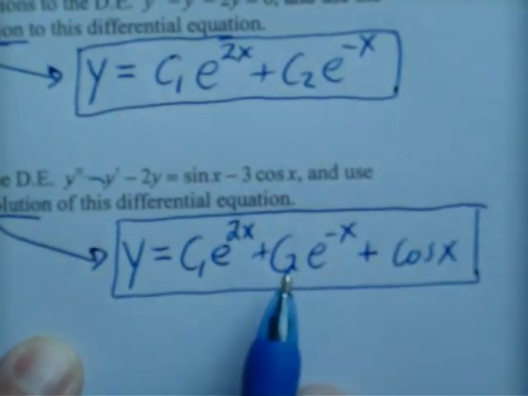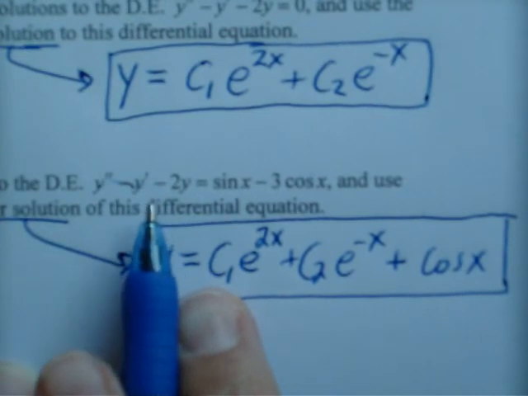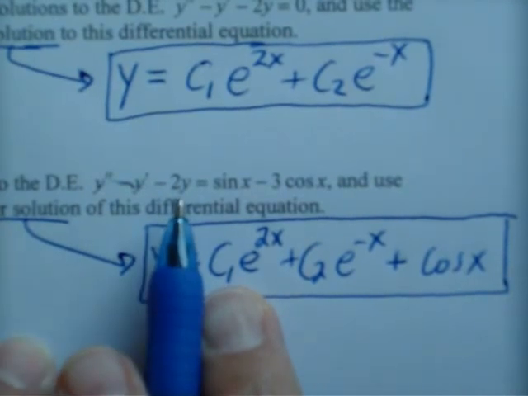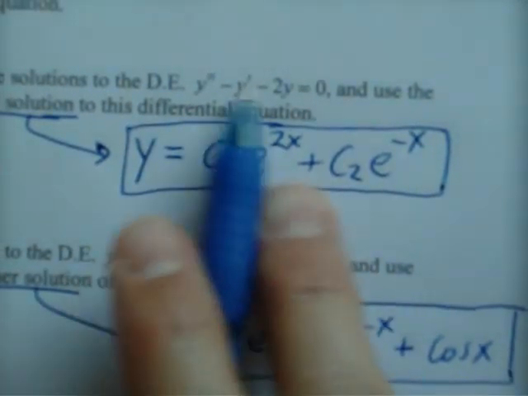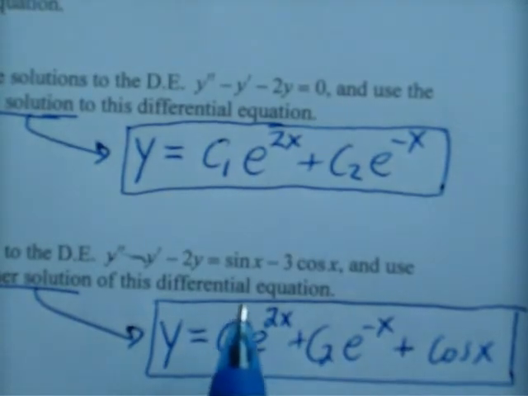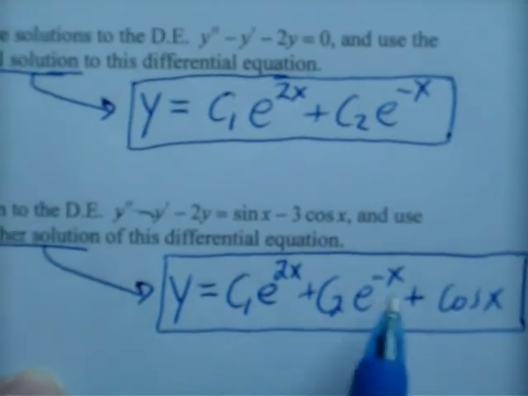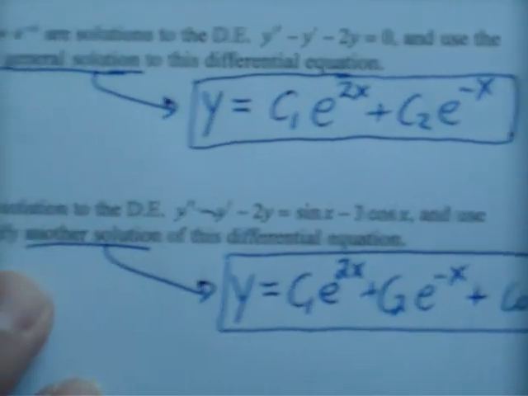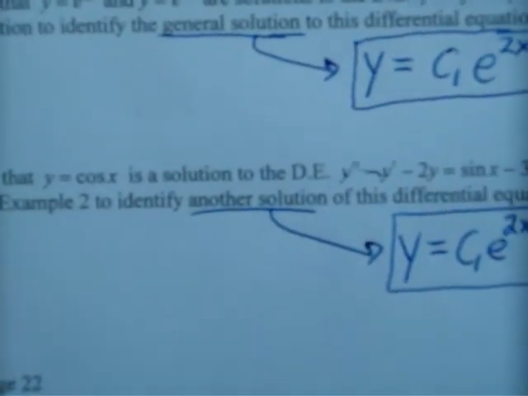Because I know this piece right here, when I go through and take its second derivative minus its first minus 2 times the function, that's just going to return 0 from what I saw back here in example 2. So I've got 0 plus the cosine. So if cosine's a solution, 0 plus the cosine is also a solution. And that's it for lesson 19.